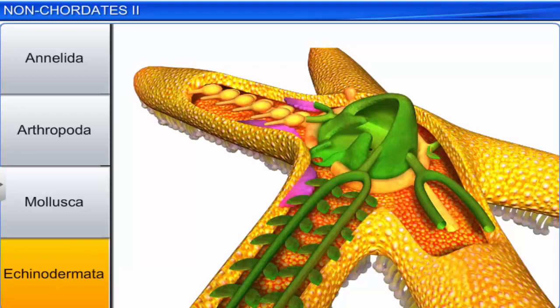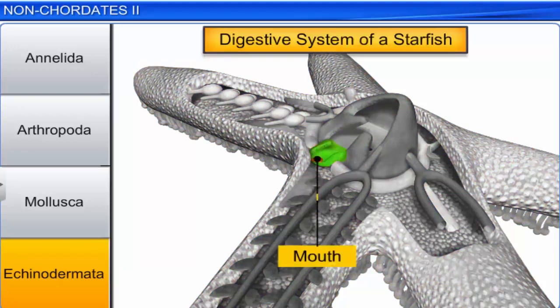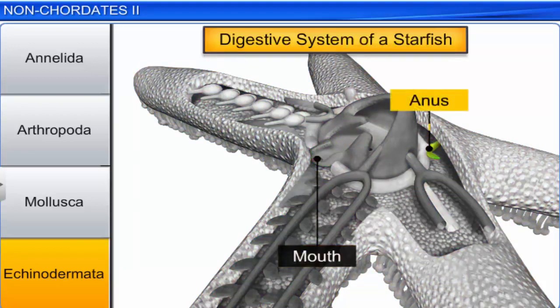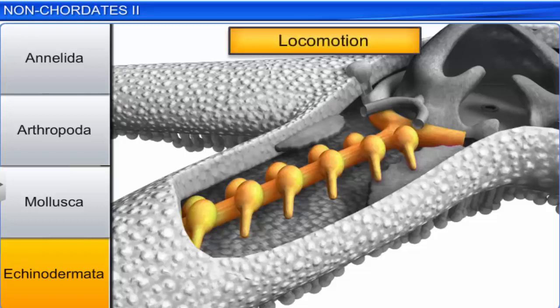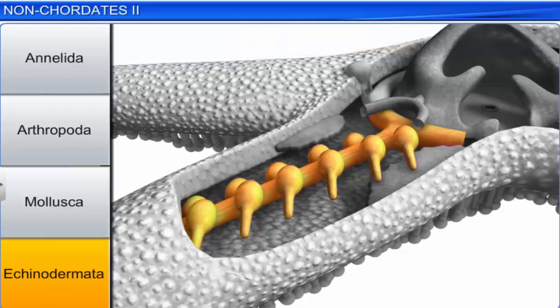Echinoderms have a complete digestive system with the mouth on the ventral side and the anus on the dorsal side. The presence of a water vascular system is the most distinctive feature of echinoderms. This system helps in locomotion, capture of prey, transportation of food, and respiration. However, they have no excretory system.